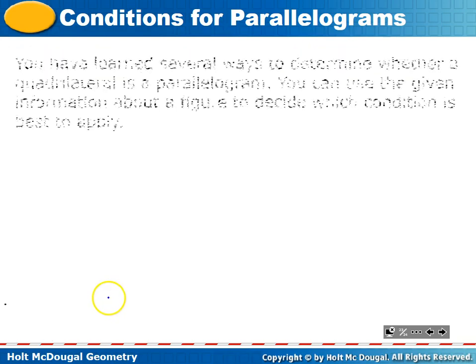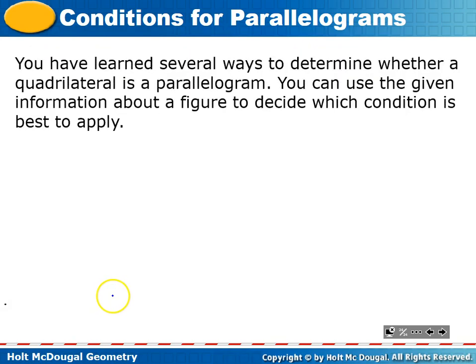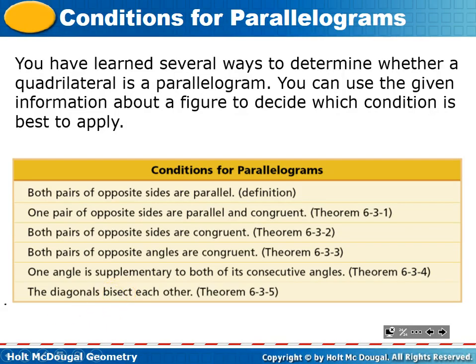Now these are all the rules that we learned, right here. So remember, conditions for parallelograms. Both pairs of opposite sides are parallel. One pair of opposite sides are parallel and congruent. Both pairs of opposite sides are congruent. Both pairs of opposite angles are congruent. One angle is supplementary to both of its consecutive angles, and the diagonals bisect each other. Those are all the rules that we went over today that prove that quadrilaterals are parallelograms.